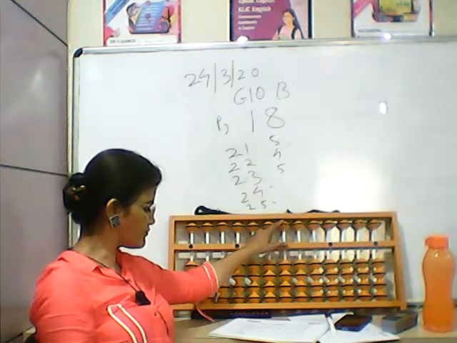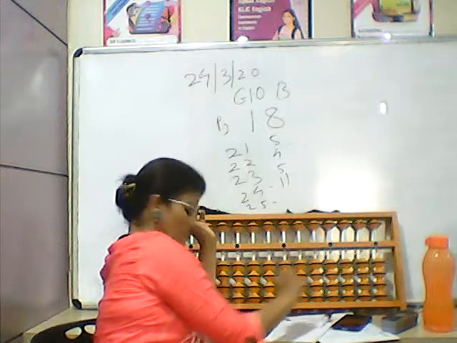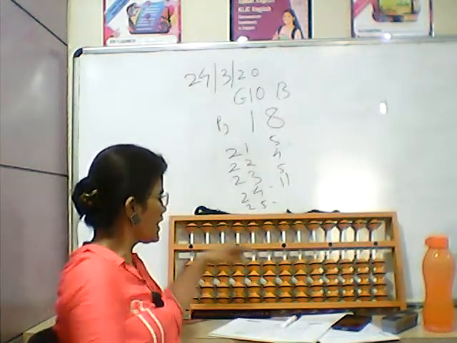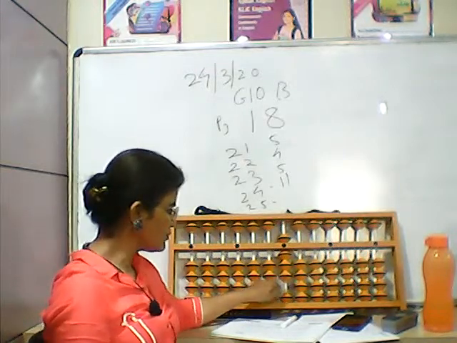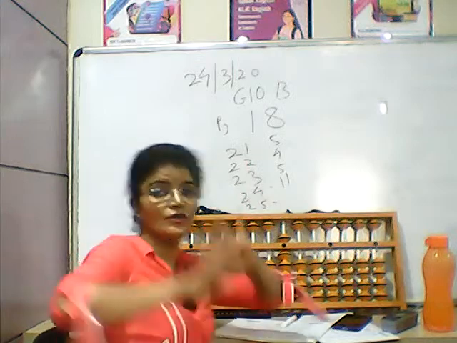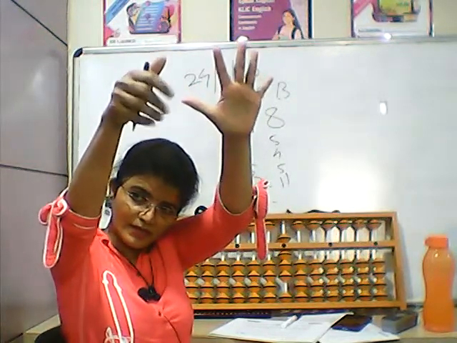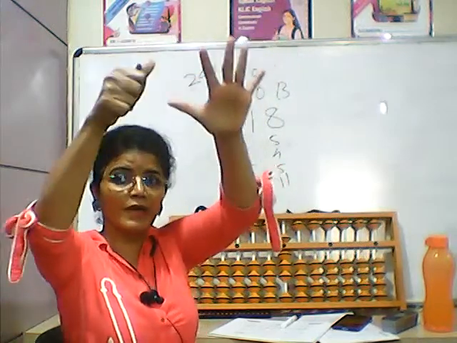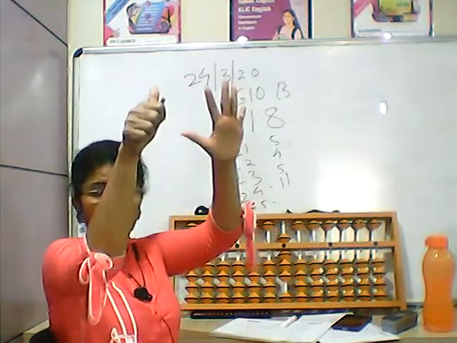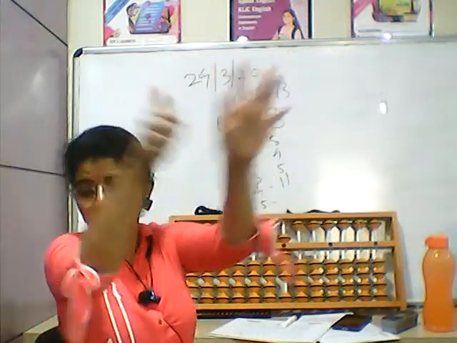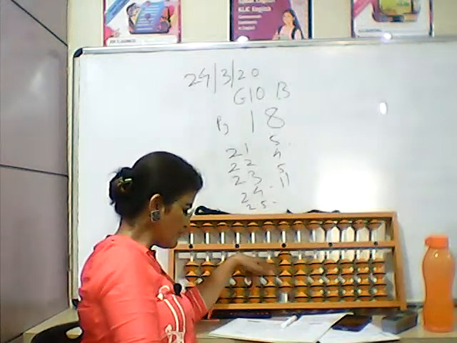Sum number 25. 8, 5 and 3, close action. 6. Can you plus 6? No. Show 6. 6 ka friend minus 4. Minus 4 plus 10. Minus 4 to nahi hai. So make complement: plus 1, minus 5, plus 10.